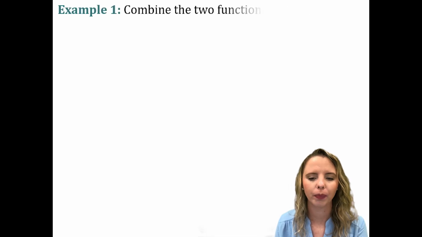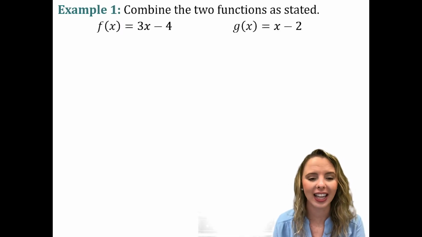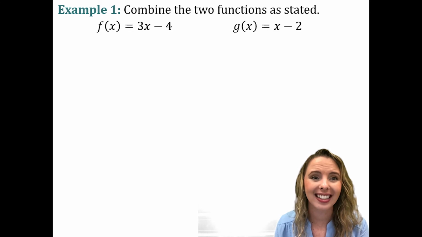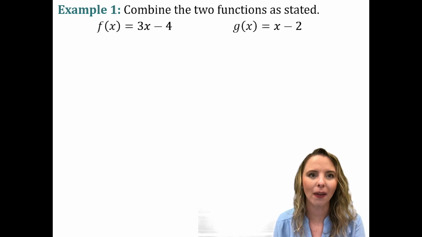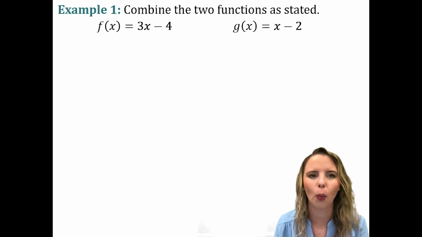First we're going to combine the two functions as stated. We have two functions, f of x equals 3x minus 4 and g of x equals x minus 2. Remember, f of x is the name of the first function and g of x is the name of the second function. Just like you have a name and your sister has a name and your mama has a name and your daddy has a name. Everyone has a name. Your functions have names as well.